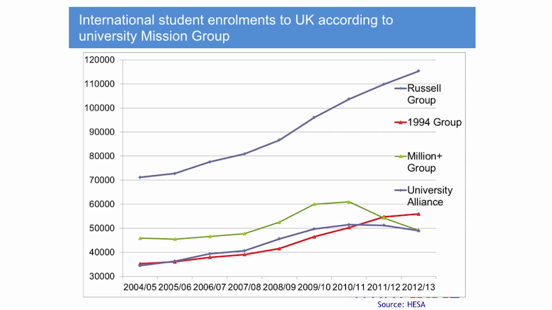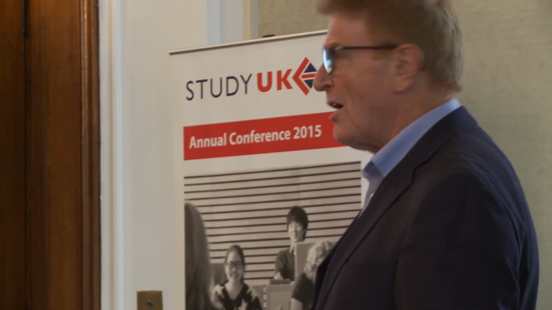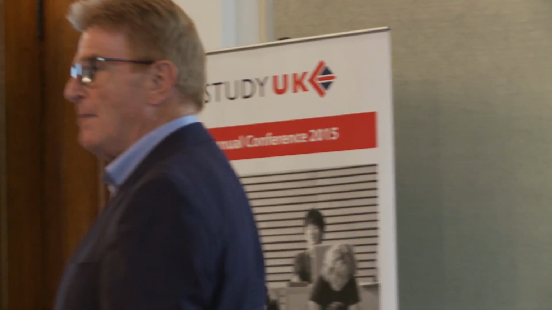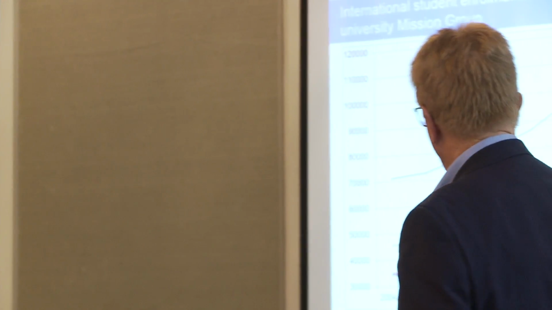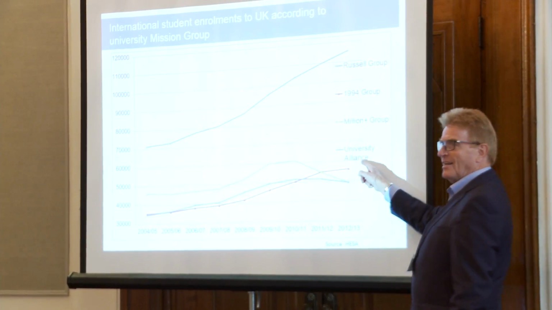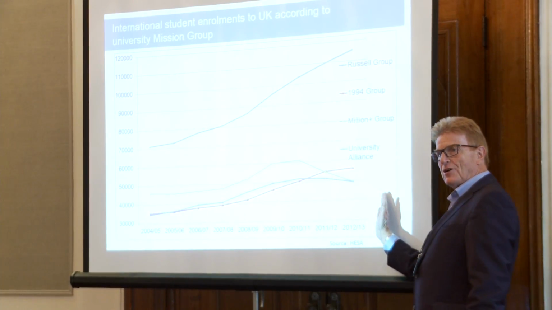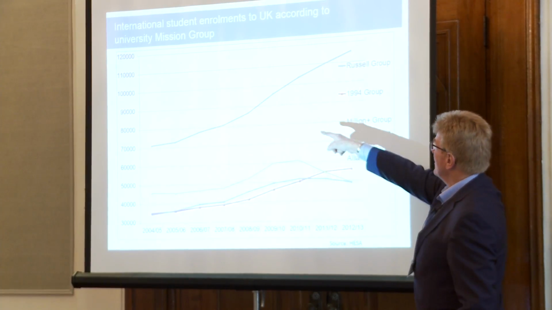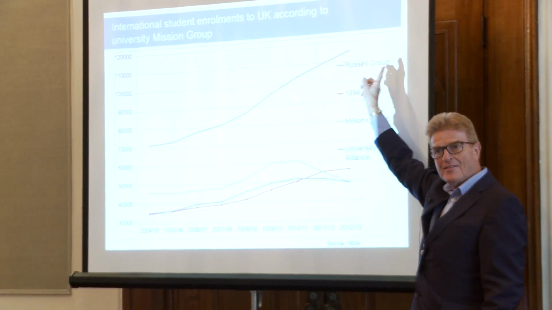Now, this, I think, is quite a telling plot. I did it a year ago in the Times Higher. It's showing that the impact of the visa regime has caused the Million Plus and the Alliance groups to lose out a huge amount, but the Russell Group institutions have just carried on growing.